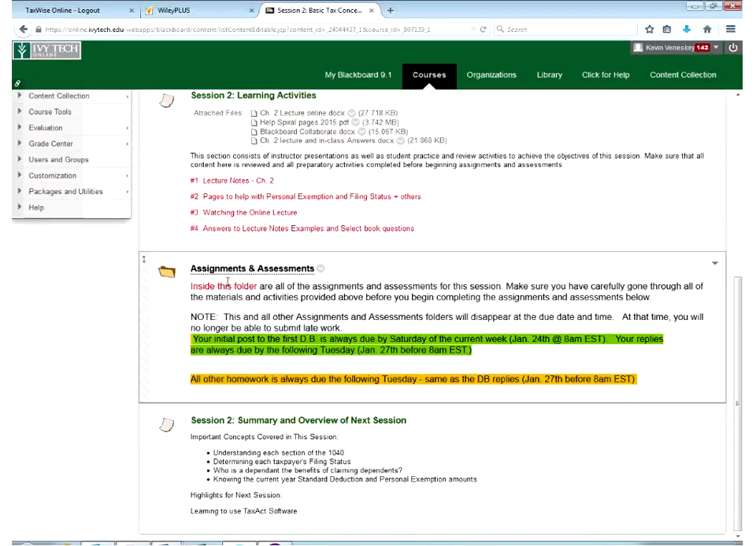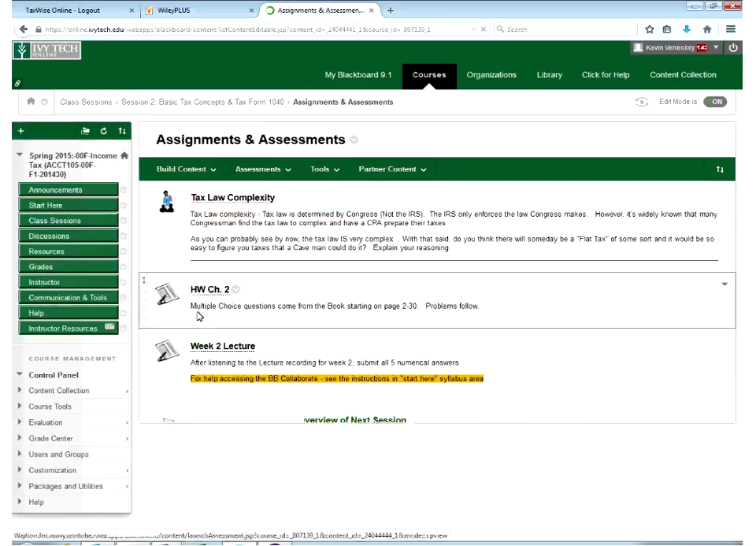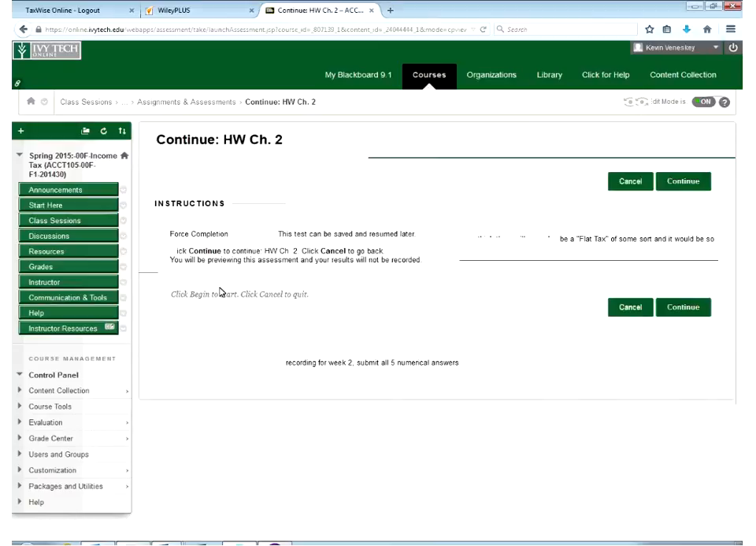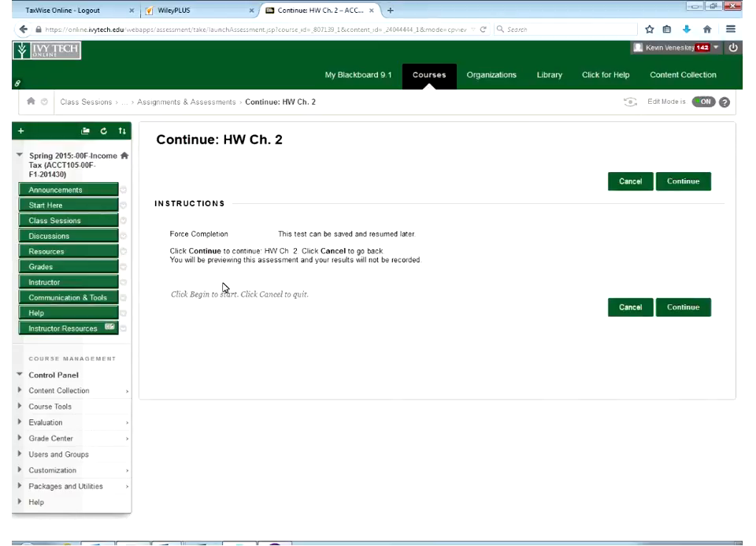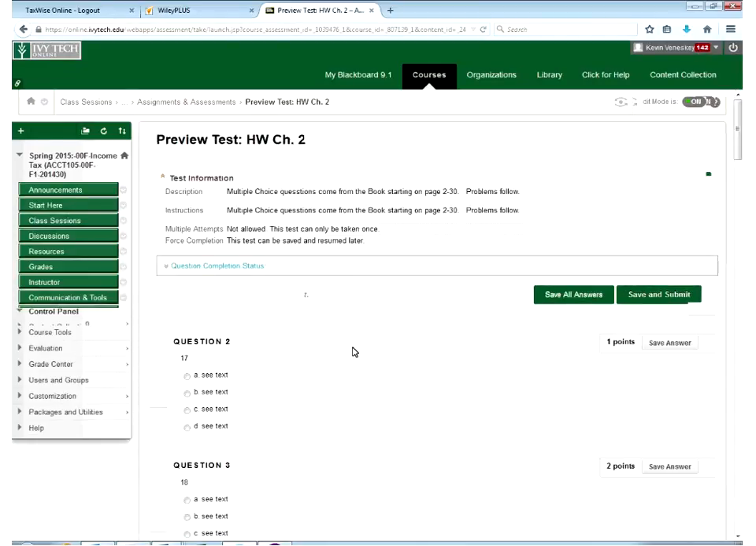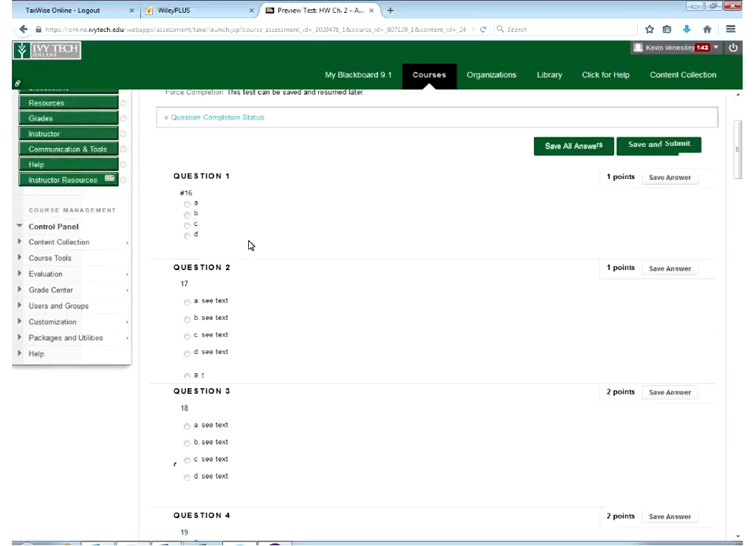What I would highly recommend is going into the assignment and assessment folder where the homework is and actually clicking on the homework icon. Now, this is not like a typical quiz or test in another class where you can only access it once. You can access this quiz or homework assignment as many times as you need to. So go ahead and go in, and then you can see where you answer.